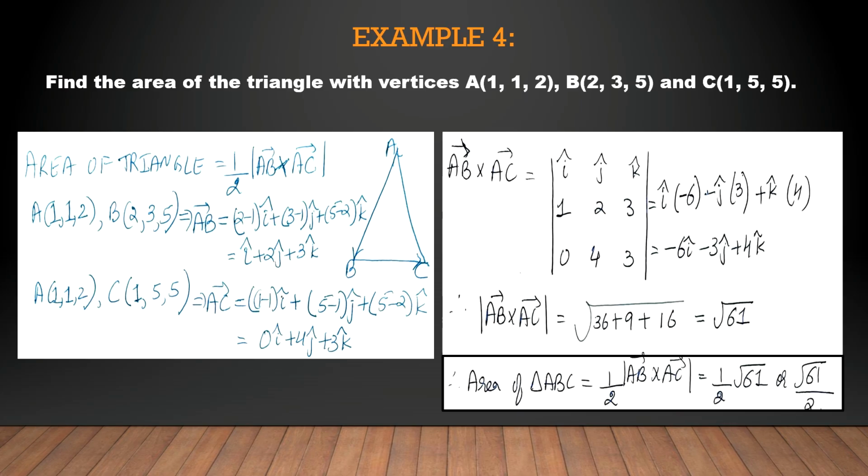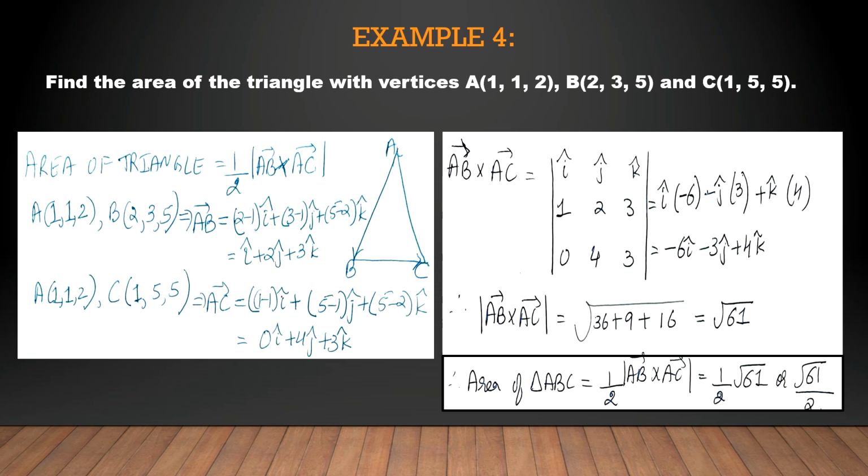So now you have A and B points given. Obviously, you know how to find AB, vector AB. It is A to B. That means 2 minus 1 into i. You just have to subtract the coordinates of A from B. 3 minus 1 into j cap plus 5 minus 2 into k cap. So your vector AB is i cap plus 2 j cap plus 3 k cap. Similarly, vector AC is 0 i cap plus 4 j cap plus 3 k cap.